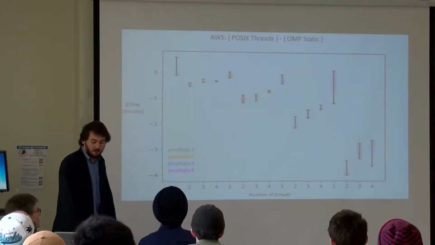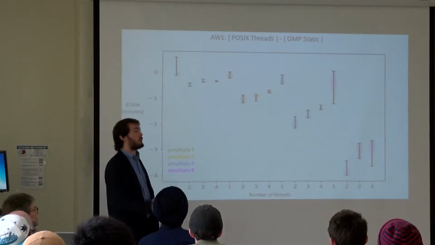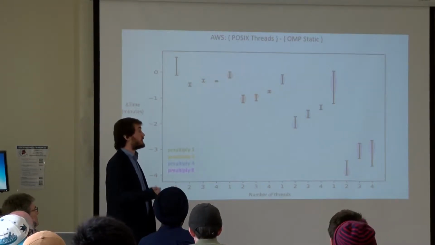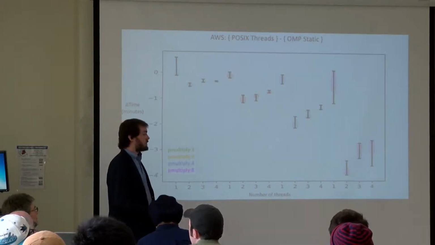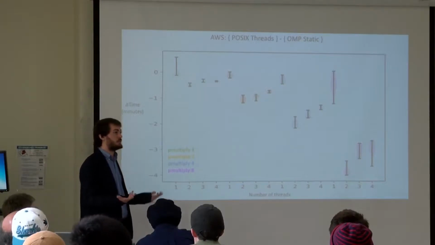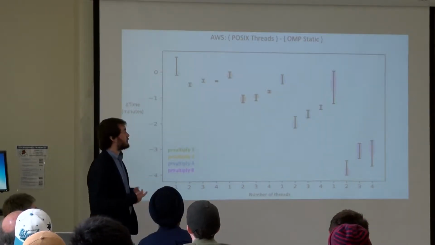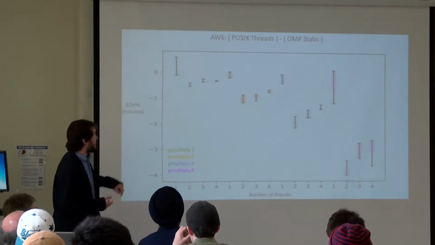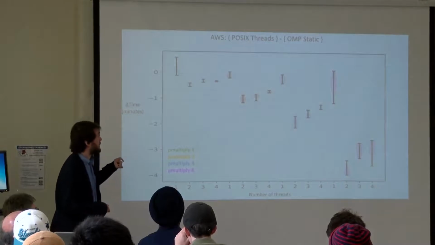So then we were showing the difference. We wanted to look at the difference between the POSIX threads and the static scheduler. With a single thread, there's not really much you can do. There's only so many ways to schedule a single thread, right? There are not many resources. But when you include the resources, we noticed that static was a little bit slower.